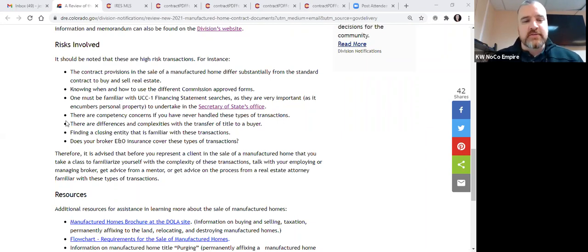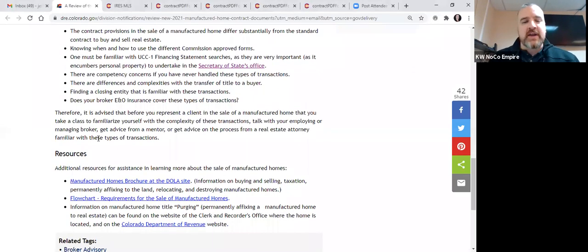Does your broker cover these types of transactions as far as their E&O policy? Yes, our E&O policy covers transactions that have a real property component. So if you decide that you're going to sell a manufactured home that doesn't have a lot lease, it's not in a mobile home park, and doesn't have real property being sold with it, then no, our E&O insurance doesn't cover you on those transactions. So it's advised before you represent a client in a manufactured home to go familiarize yourself, take classes, whatever.